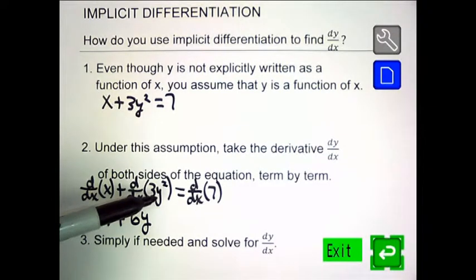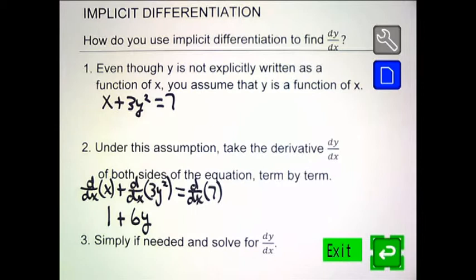Now we're going to talk about this in more detail later, but for right now just try to keep an eye on the big picture. If y is really some function of x, then we have to come back by the chain rule and take the derivative of the base.